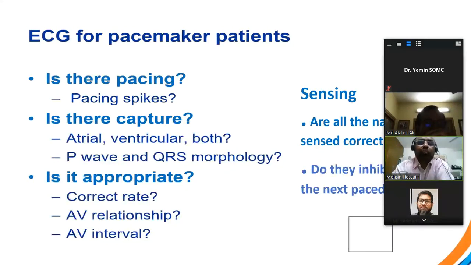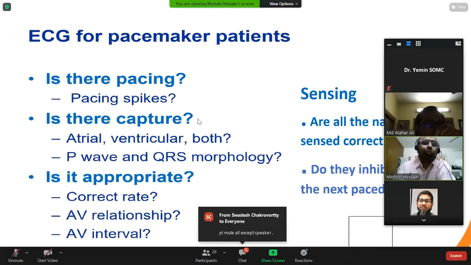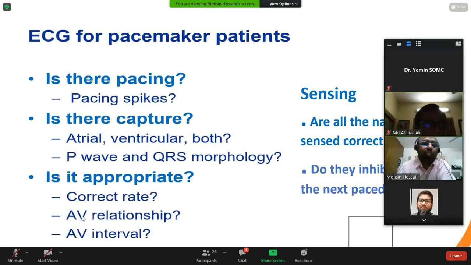How does the ECG help in a pacemaker patient? Is there any pacing on the ECG? Initially, we have to look for whether the pacing spike is present or not. And then we have to make sure of the capture. If there is a capture, is it atrial or ventricular or both? We have to see the P and QRS morphology. Is it appropriate? That is, the rate is correct, the AV relationship is correct, and the AV interval. We have to see this for pacing.